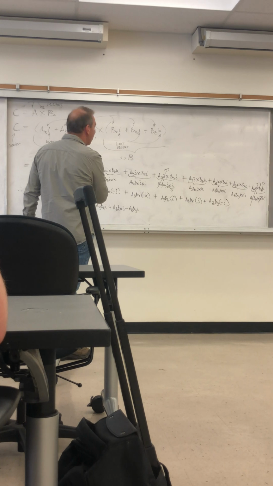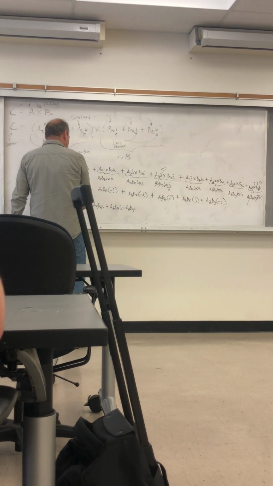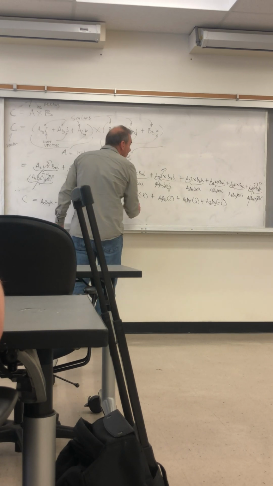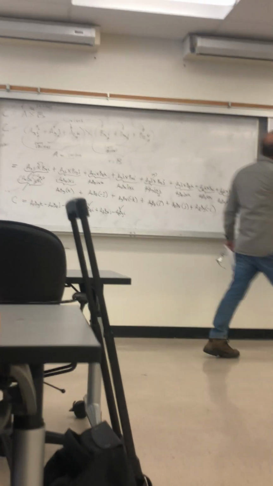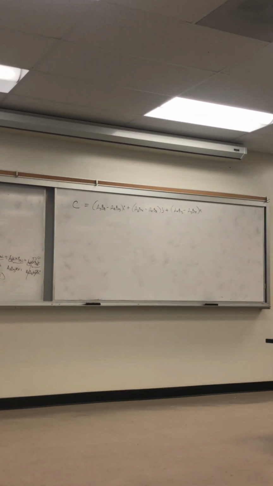I have AY, BZ. Oh yeah, that is AY. AY, BZ. So that's this, minus AZ, BY. AY, BZ minus AZ, BY. They're both multiplied by I. So those are the two I's.